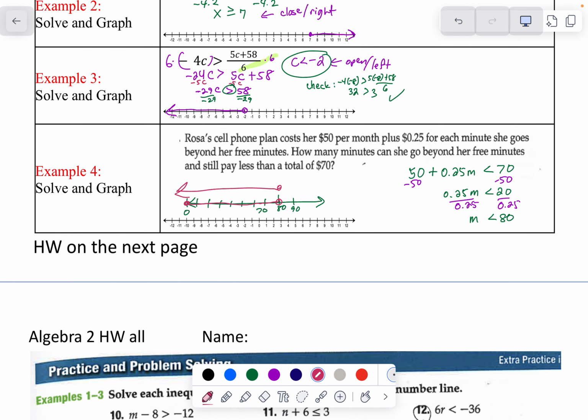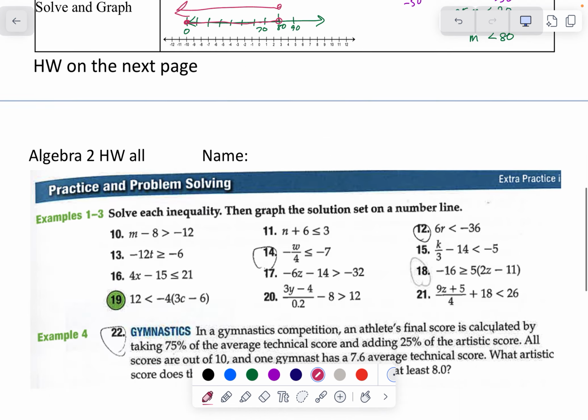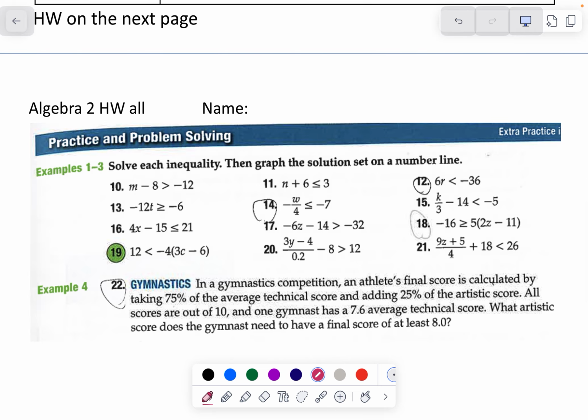Makes sense? Okay, so inequalities are pretty straightforward. Your homework is problems 10 through 22 that you see here. Ignore the little circles on there. You have the rest of class. This is technically going to be due, both 1.5 and 1.6, at the end of class on Thursday. So if you don't finish the 1.5 homework now, you do have class time on Thursday. Any questions?